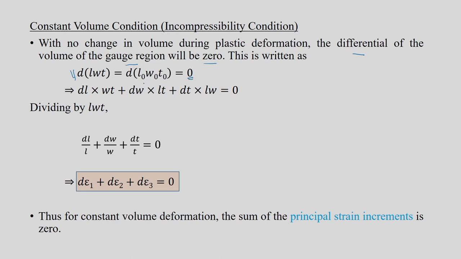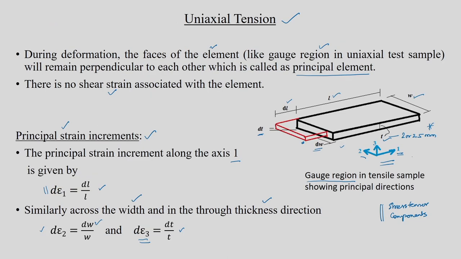where this is what we said in the previous calculations, volume remains same before deformation and at any point of deformation. Okay, so this equation can be modified in this way, and a small calculation will do that, dividing by LWT. Okay, we will get dl by l plus dw by w plus dt by t will be equal to 0, which is what we defined in the previous slide as d epsilon 1 plus d epsilon 2 plus d epsilon 3 equal to 0.